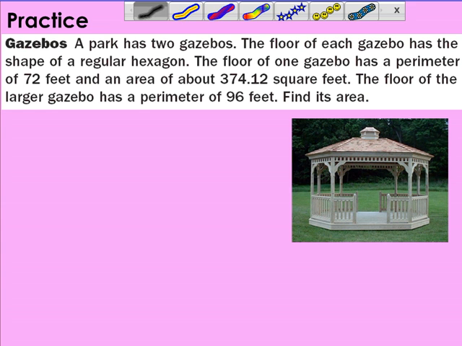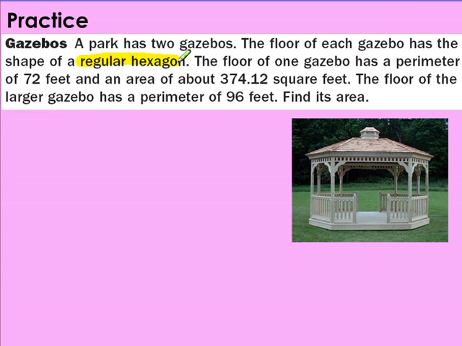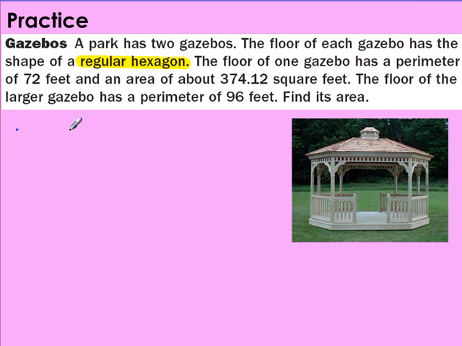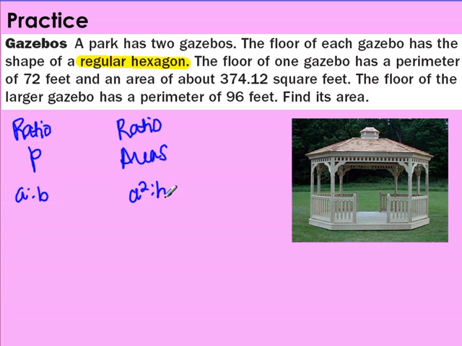And the key part of this problem's explanation is that they're regular hexagons. And these two gazebo floors being regular hexagons allows us to say that they're similar because all of its sides will be proportional and all of the angles will be congruent because they're regular, which means we can continue. We know that the ratio of the perimeters is a to b, and the ratio of the areas is a squared to b squared. So what we'll do is we'll use the given information saying that one gazebo has a perimeter of 72 feet and the other gazebo has a perimeter of 96 feet to find this ratio.